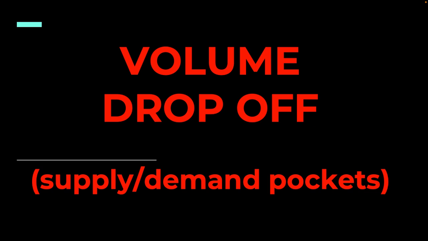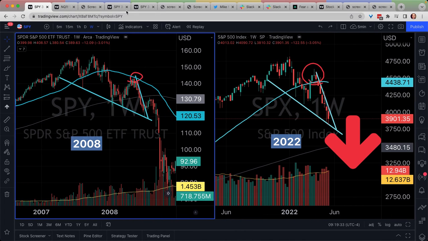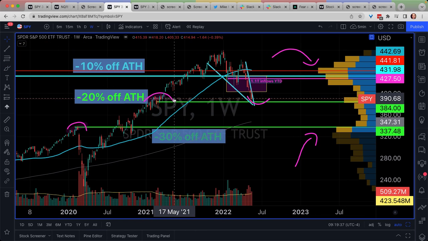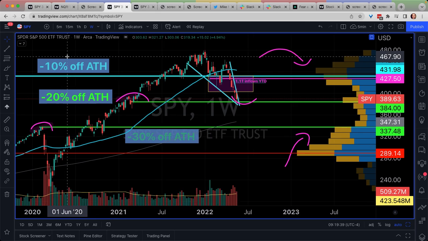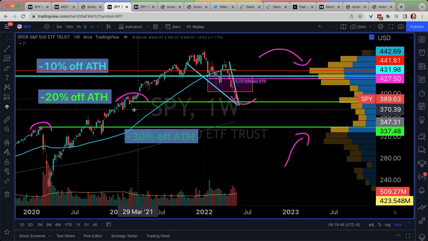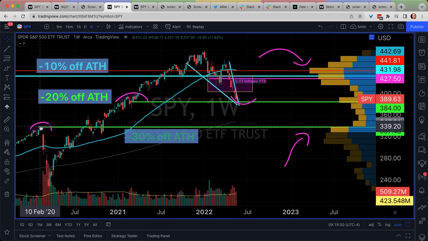Next thing I want to look at here is just going to be the volume drop off. So in the summer, we have something called the summer lulls where volume generally drops off, but there's something very important here. It's notably the lower note here. It's supply and demand pockets. So what I mean by that is when we look here to the S&P 500, we now have the chart we looked at before, and this right here is going to be showing us, again, -10 off the high is going to be the blue line, -20 is going to be the green line, and then -30 is going to be where we see the previous 2020 top.